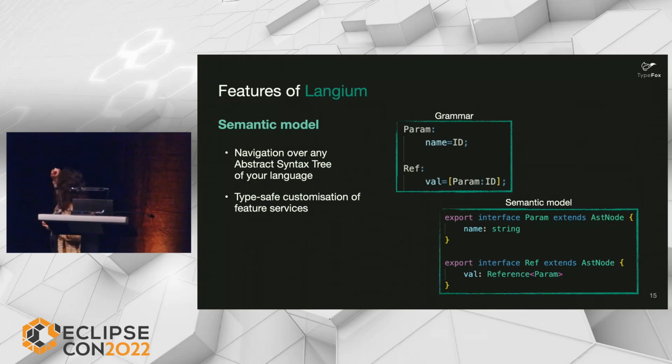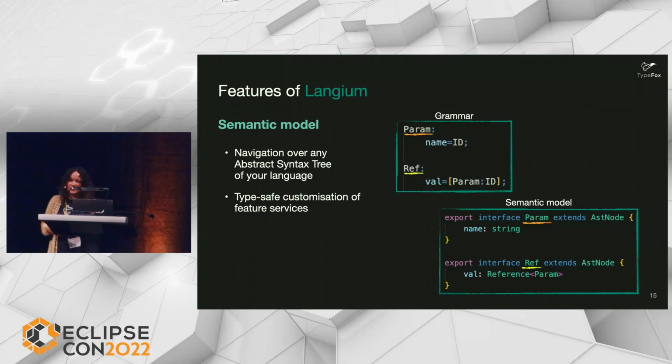This is how it happens for the already familiar rules parameter and reference. By the way, you can also see here how cross-references influence types. Let's look at parameter. We get an interface with one property called name. For reference, we also get an interface with a property called value, which has a special type reference. So it wraps our parameter. Why is this nice? We give types to our abstract syntax tree, so now we have a real abstract syntax tree with all the necessary types, and it's wonderful.